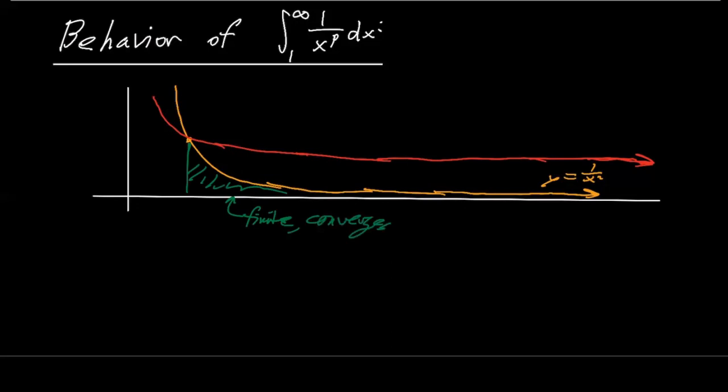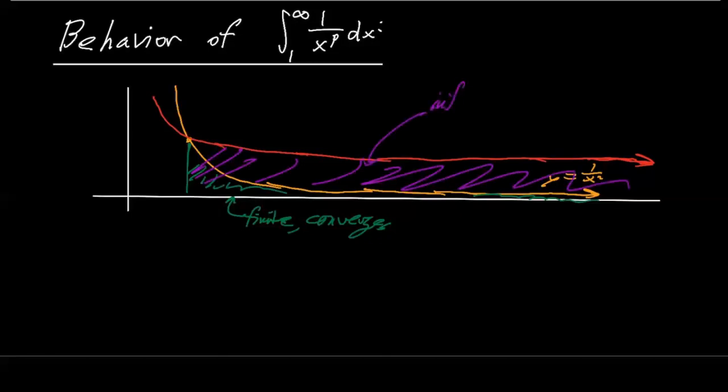But there is area all the way, forever underneath there. And then under the red graph, there was an infinite amount of area. It diverges. And I did not label the red graph, which is y equals 1 over root x.